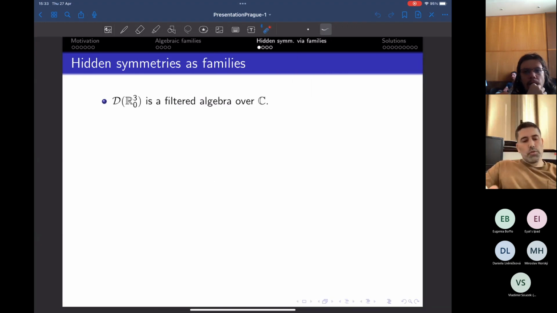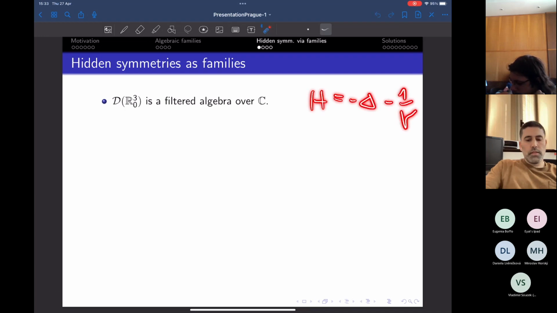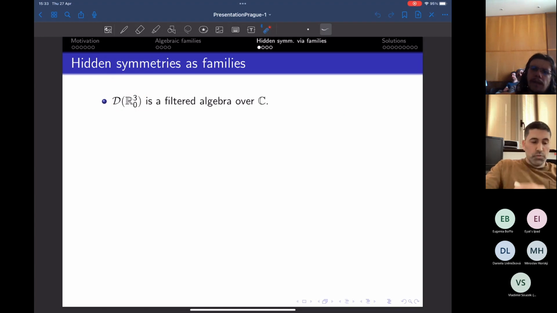The starting point, so recall our Schrödinger operator is the negative of the Laplacian minus 1 over R. So this differential operator acts on smooth functions on the complement of the origin in R3. So let's consider the algebra of all differential operators on smooth complex valued functions on the complement of the origin in R3. This is an algebra. It is filtered by the degree of a differential operator.